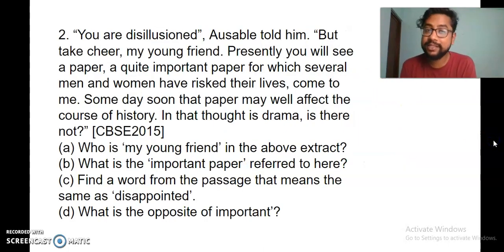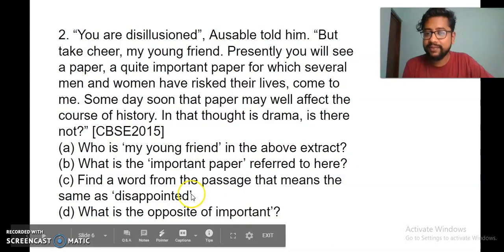Now, this is a question from the CBSE board. Please make sure you write the question and the answer in your notebook and upload the pictures. "You are disillusioned," Osable told him. In that thought is drama, is there not? CBSE 2015. Who is my young friend? Obviously, the young friend is Fowler. What is the important paper? The important paper is what Osable was going to get from someone else, which Max had come to snatch from him. Find a word from the passage that means disappointed. I can see it. It also starts with D. Opposite of important. Use the dictionary.